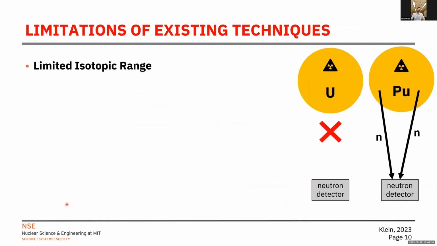So what are some of the limitations of existing techniques that are currently used for performing this identification and quantification of nuclear material? One of which is limited isotopic range. As we showed before, uranium, for example, has very low neutron signatures, whereas a lot of the plutonium isotopes have very significant neutron signatures. So you can imagine if you put a neutron detector to try to detect these materials, you wouldn't see a signal for the uranium, but you very easily could for plutonium.